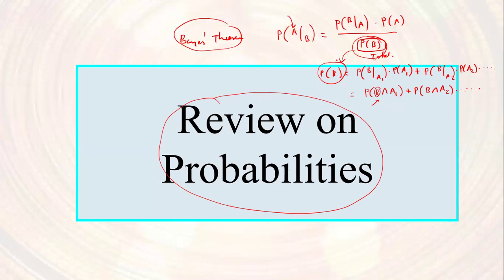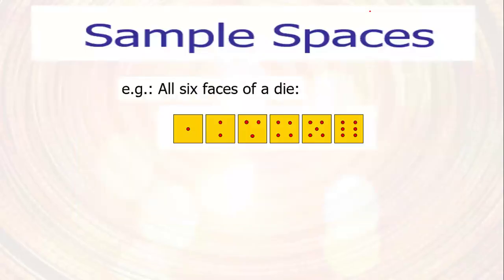This is the total probability. This is conditional probability. This is the a priori probability, and then posterior probability, like that. You can say conditional probability.